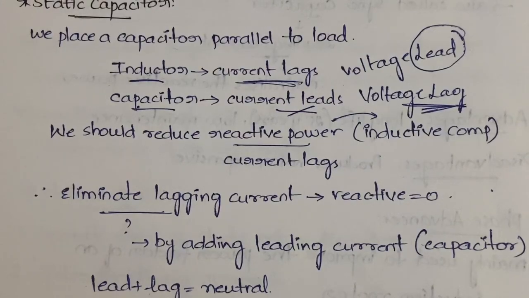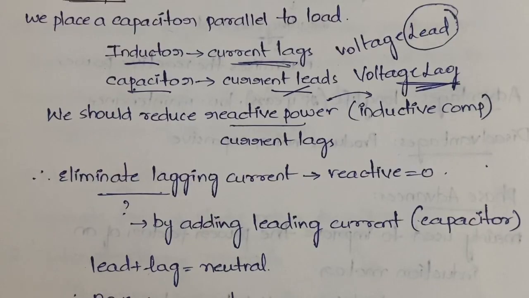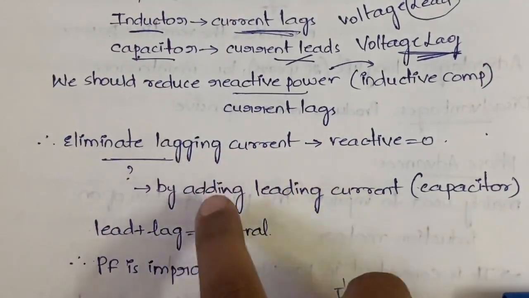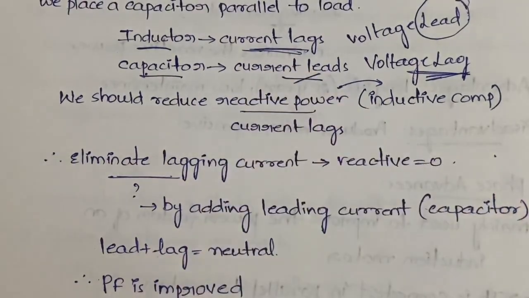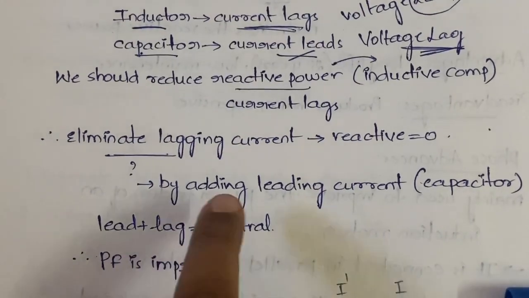So now what we have to do is eliminate this lagging current. How do you eliminate the lagging current? By adding the leading current. So leading current will be given by whom? Capacitor. So that is why you are placing a capacitor in parallel to the load. Got it? So lead plus lag, total it will become neutral.